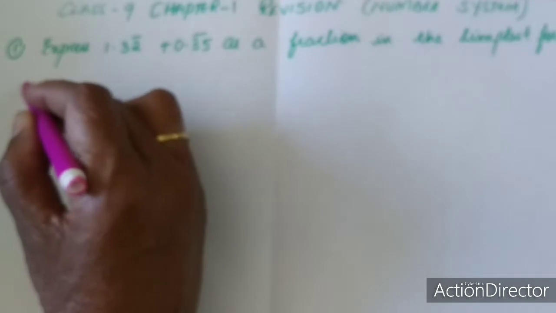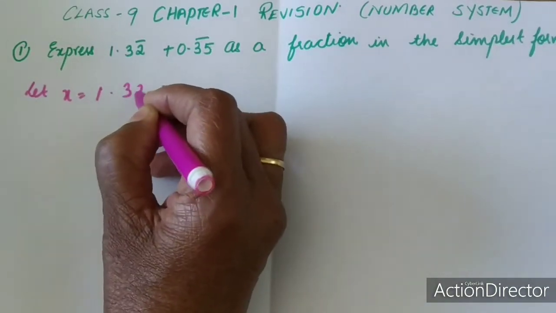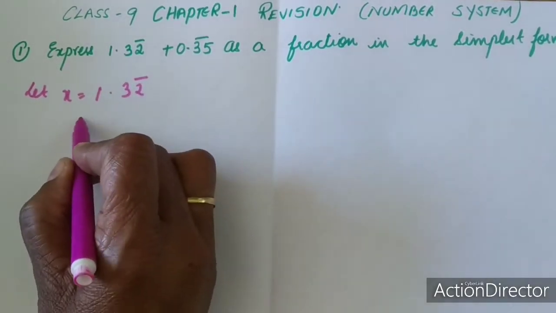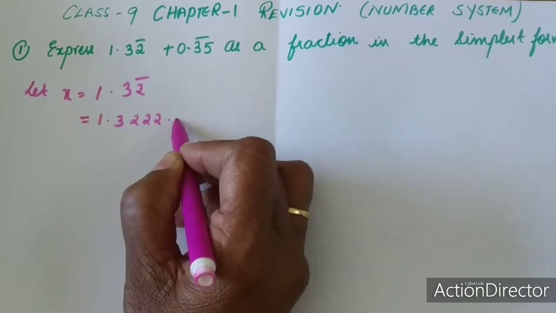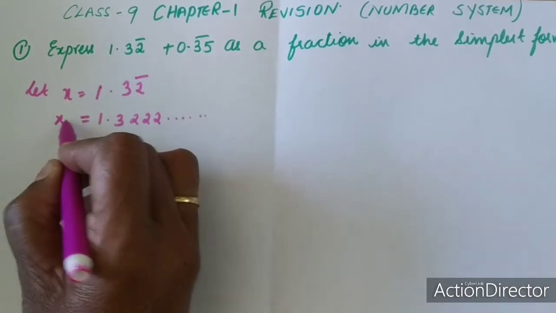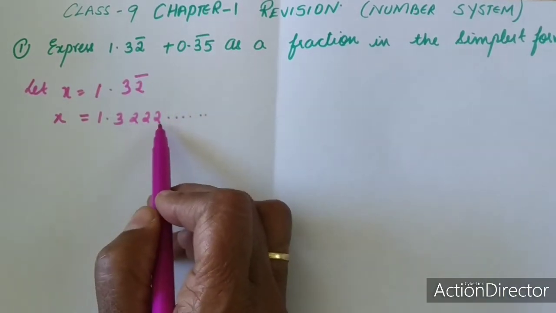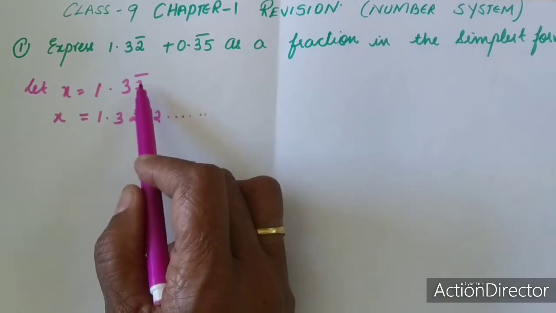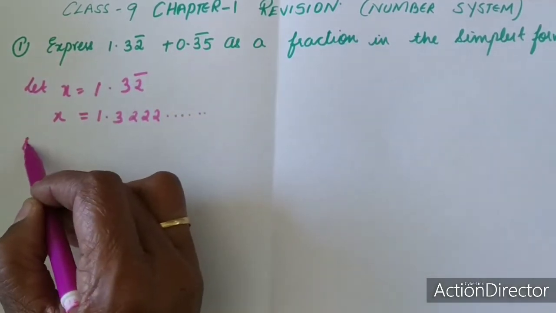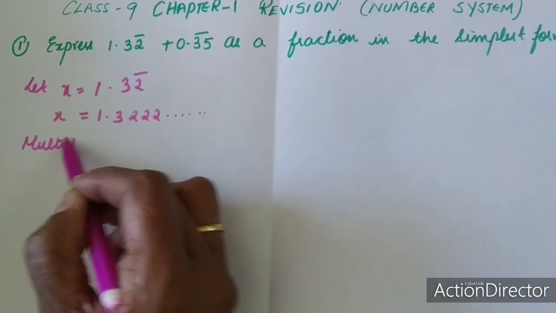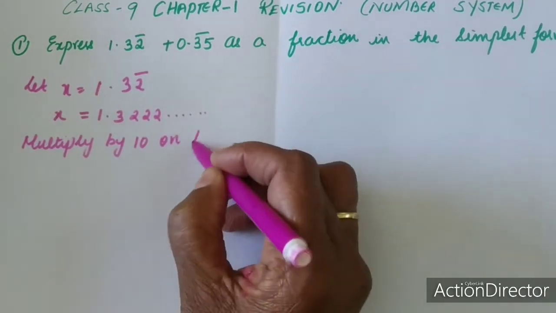So let x is equal to 1.32 bar. So this can be written as 1.3222... So x is equal to 1.3222... Since 2 is bar over 2 means that 2 is repeated again and again. Since only one digit is repeated, I am going to multiply by 10 on both the sides.